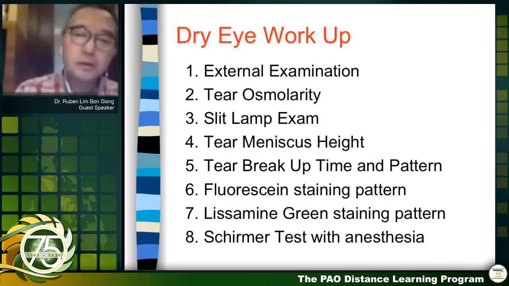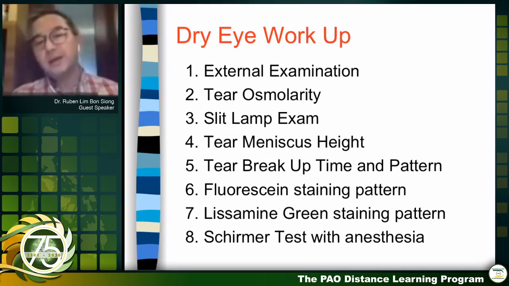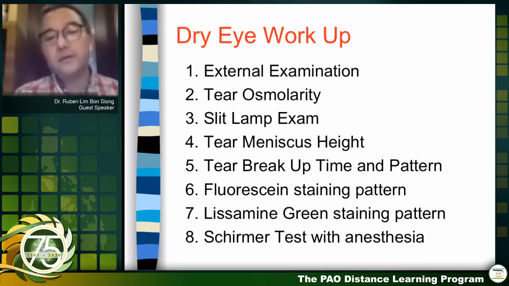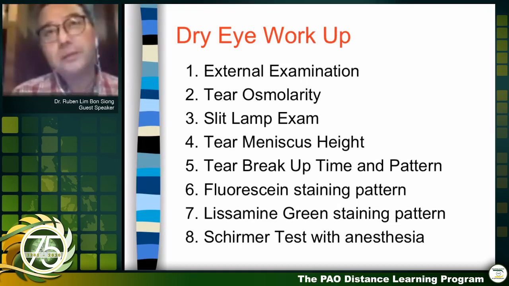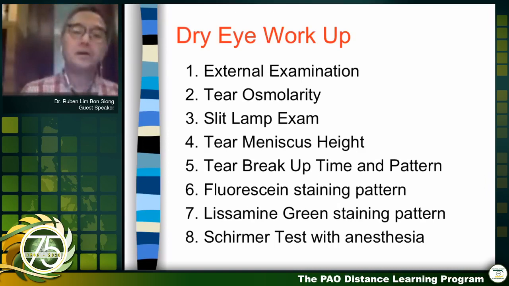Then you look to examine the tear meniscus height. That's a very important clue. If it's very low, less than 0.3 of a millimeter, then really the patient has significant aqueous deficiency without even having to do a Schirmer's. Kung nakita mo very narrow ang tear meniscus height, most probably the patient has aqueous deficiency dry eye.